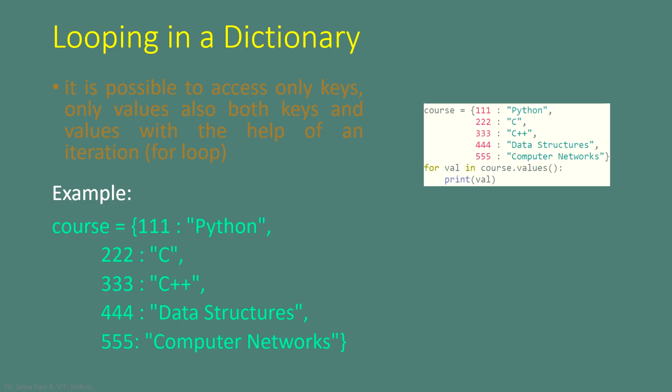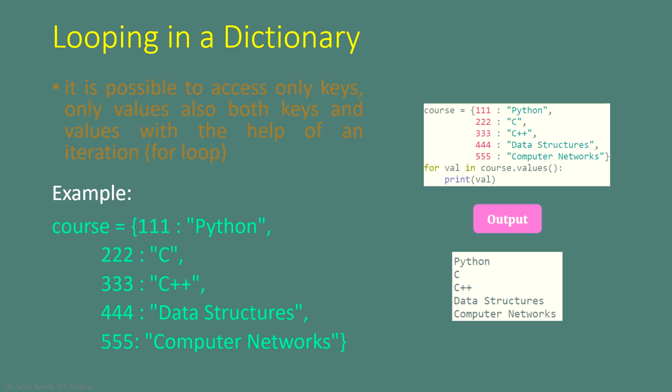If we want to access only the values like Python, C, C++, data structures, and computer networks, we have to provide course.values in the iteration. For val in course.values, we are displaying the values one by one. Here, val is the variable we are using. Course.values will access all the values from the dictionary, and they will be assigned one by one to the variable val, and the print statement will print the values one by one on the screen. The output would be Python, C, C++, data structures, and computer networks.